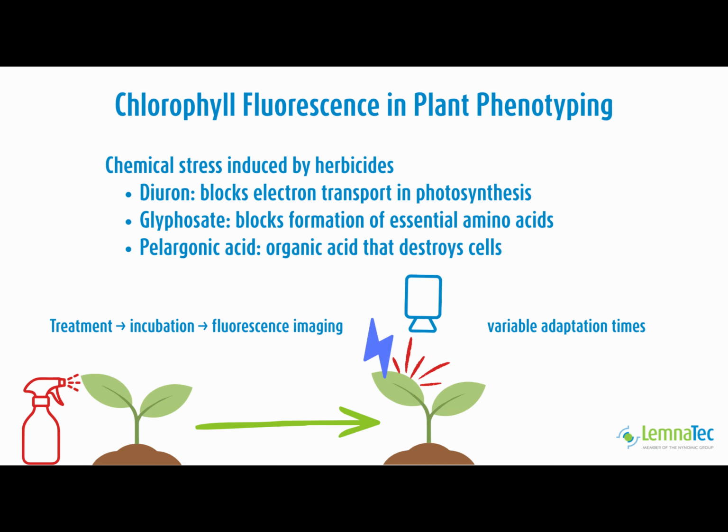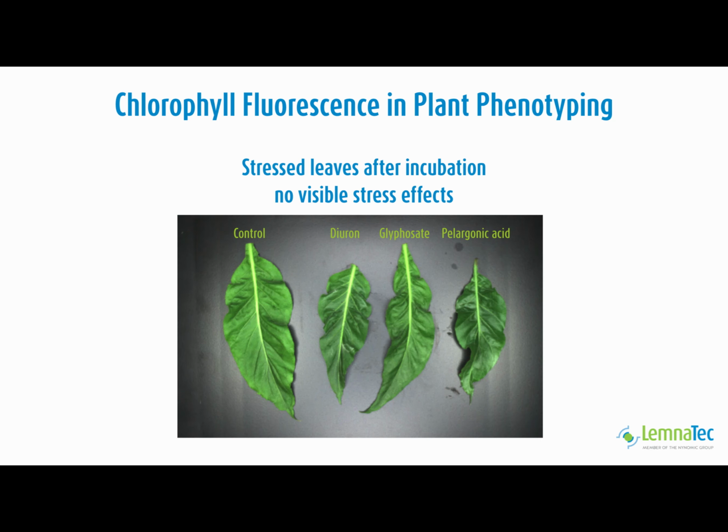I applied diuron, which blocks the electron transport in photosynthesis, glyphosate, which blocks the shikimate pathway in amino acid synthesis, and pelargonic acid, which destroys the cell structures. I used the different herbicides because I wanted to evoke different effects in the plant that turn out into differences in the fluorescent signal. I incubated the leaves after the herbicide treatment for about 1 hour. At that time, no stress was visible at the leaves.